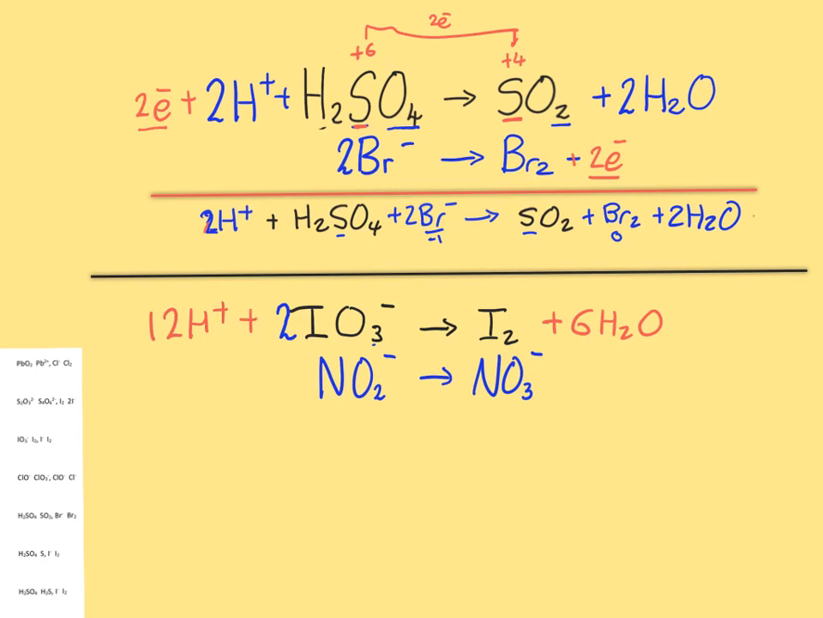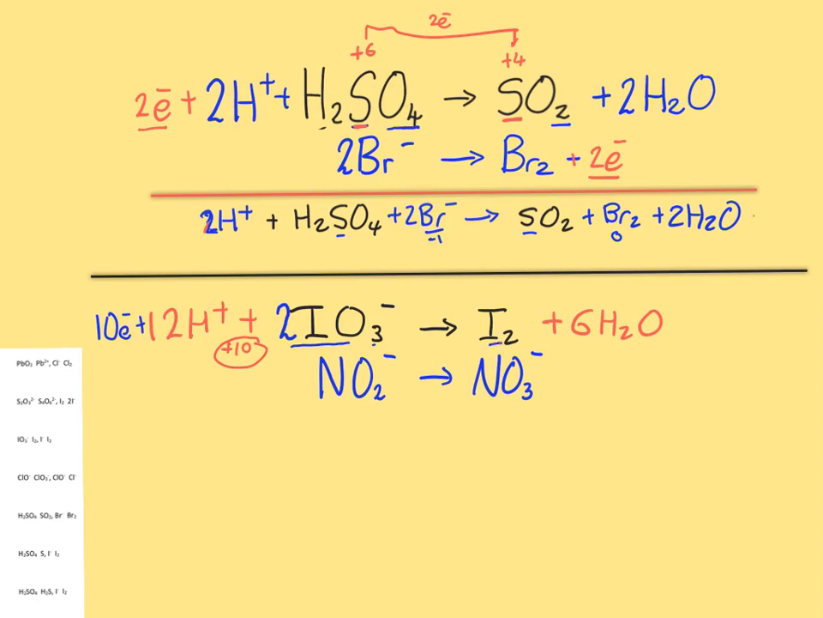Now let's check for charge. On the left hand side we have 12 times plus 1, which is plus 12, minus 2, which is an overall charge of minus 10. And on this side we have got no charge at all. So since the left hand side has an overall positive charge, we need to add 10 electrons in order to cancel that out. So the iodate has been reduced to iodine.